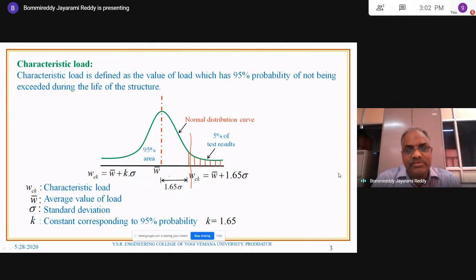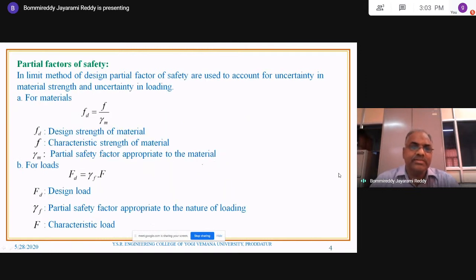So in case of strength, we are giving a factor of safety by reducing the stresses, whereas in case of loads, we are giving a factor of safety at the ultimate loads, and it has 95% probability of not being exceeded. In the last class, we saw the concepts up to this, and also the numerical problems regarding the characteristic load and characteristic strength. Now let us move to the continuation, partial factors of safety.